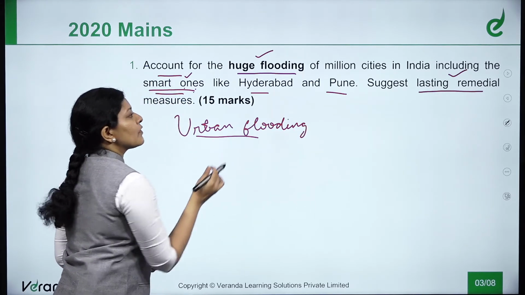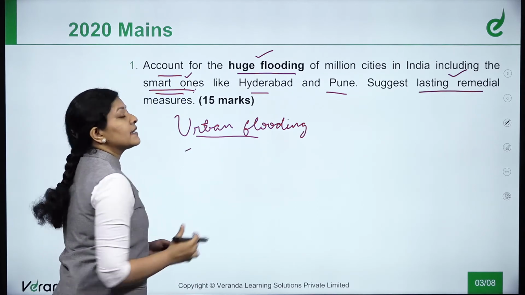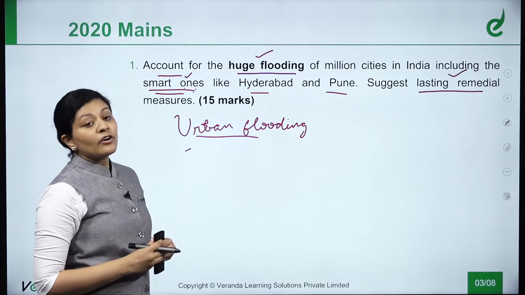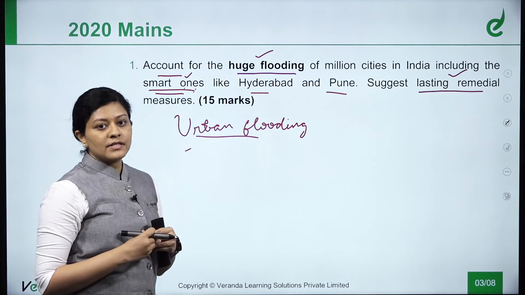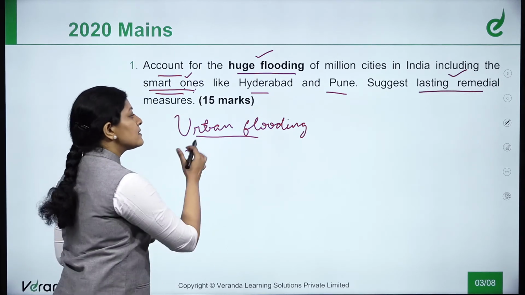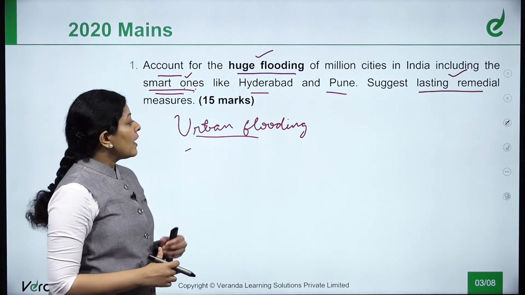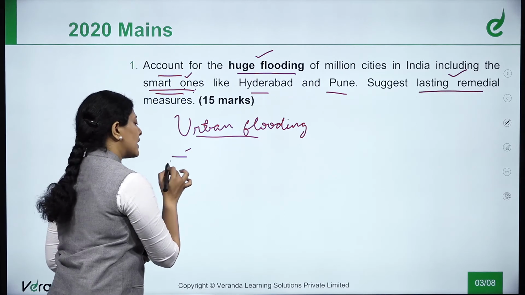So what are the reasons for urban flooding? Give a few reasons. Unplanned city constructions, a lack of coordinated approach between different government agencies, improper drainage systems, and human encroachment upon the dry wetlands. All these things cause urban flooding. Especially before that, you are supposed to give an intro of two lines.